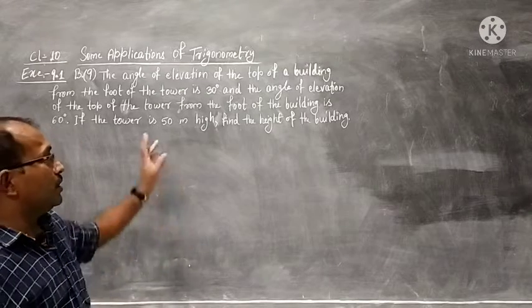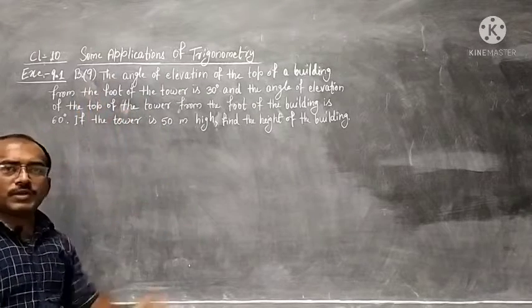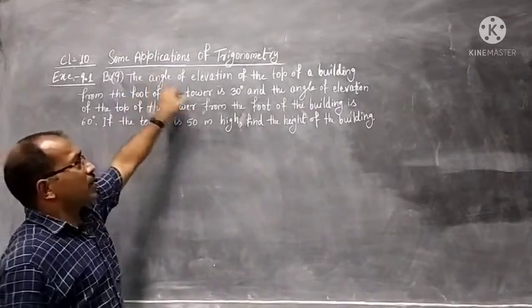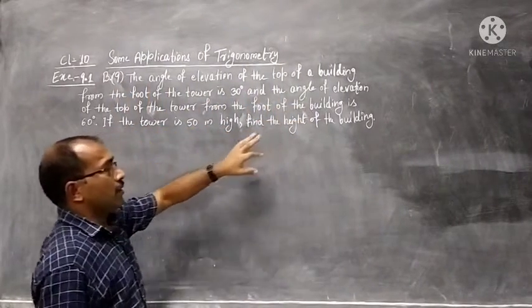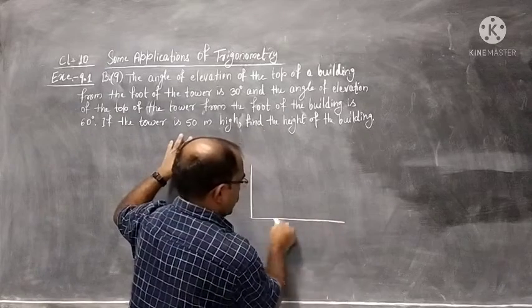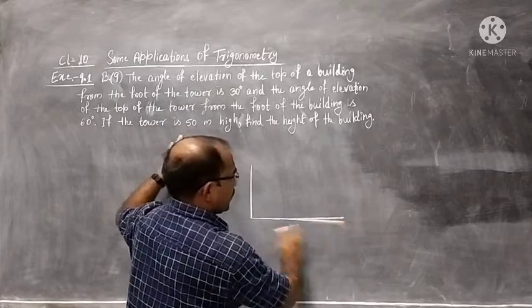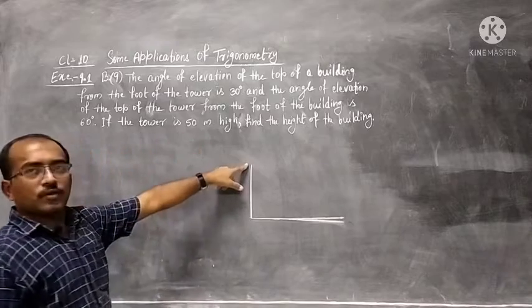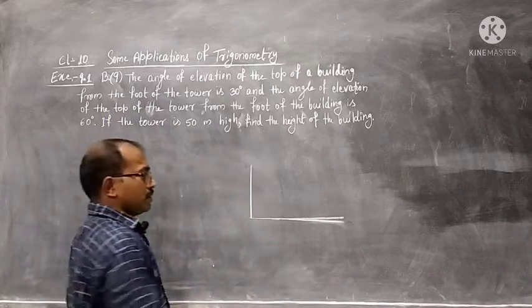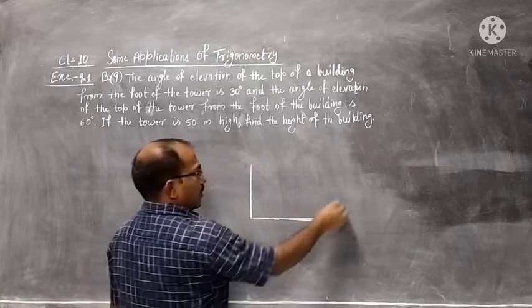We are continuing in this video with question number 9 of your exercise 9.1. The question is: the angle of elevation of the top of a building. Let us see, the building is on the ground, standing. So, the angle of elevation of the top of the building from the foot of a tower, that means somewhere there is a tower.